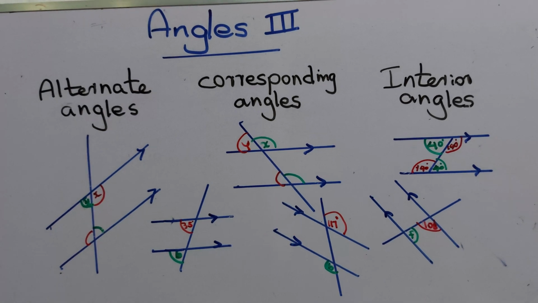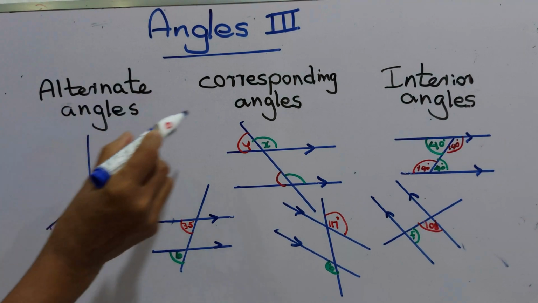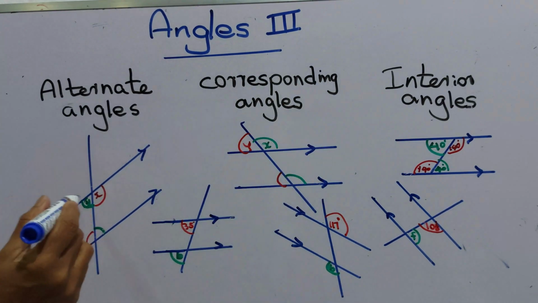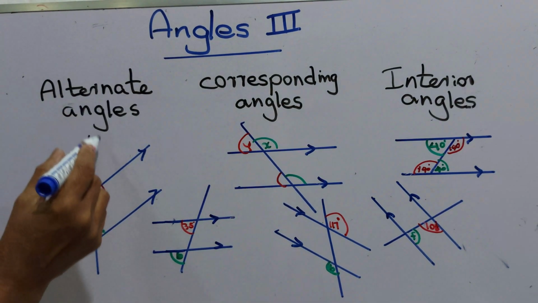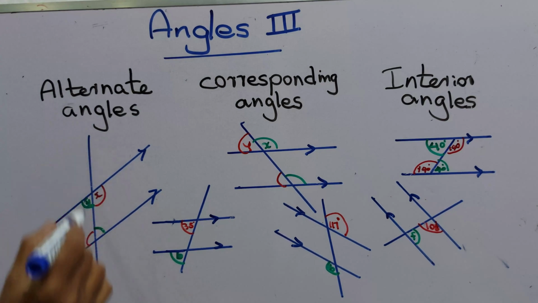Angles lesson. Today we are going to learn about these angles: alternate angles, corresponding angles and interior angles. Look at here, angles on opposite sides of the intersecting line. This is the intersecting line, opposite side.